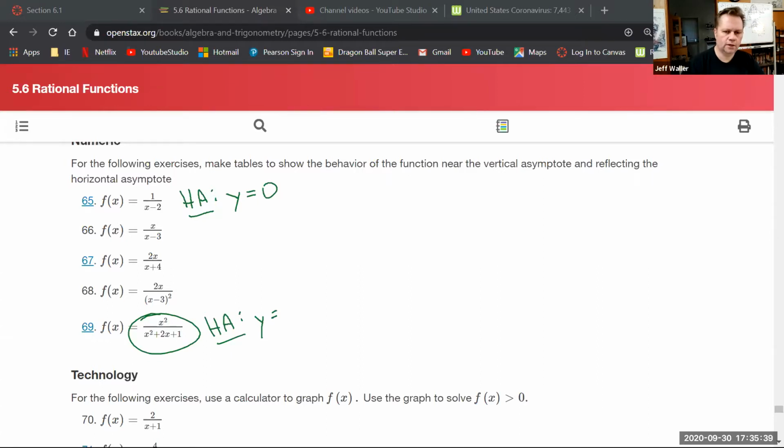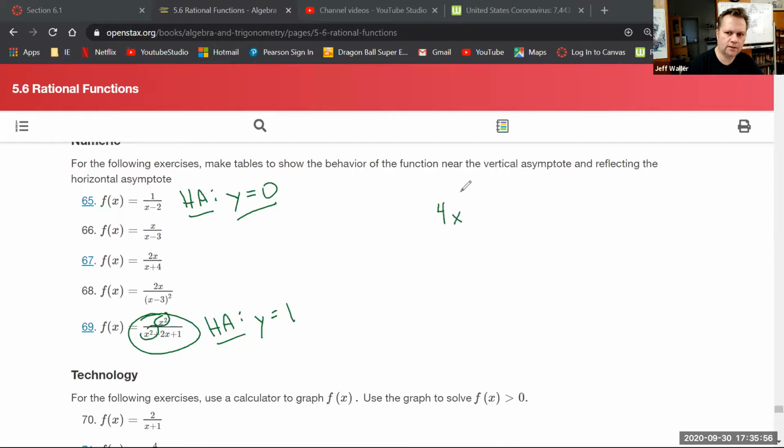Okay. Sorry, somebody's asking me a question. Yeah, it's 1 because what situation? The degrees are the same. So what are the 3 situations? The degree is bigger on the bottom, y equals 0. The degrees are the same, y equals the ratio of coefficients. So what does that mean?